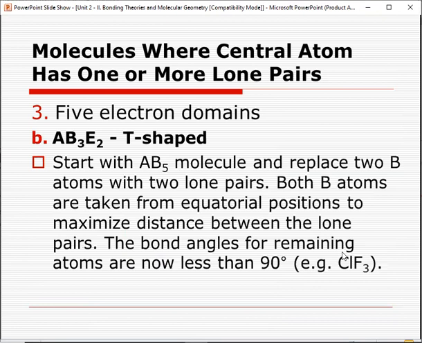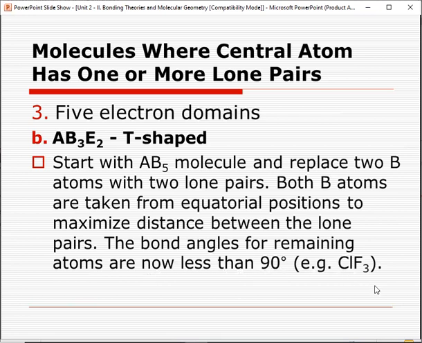Next is AB3E2, still 5 electron domains, but only 3 outer atoms and 2 lone pairs. So, ang tawag sa iyang geometry is T-shape. So, start with AB5, so trigonal bipyramidal, and replace 2 B atoms with 2 lone pairs. Both B atoms are taken from equatorial position to maximize distance between the lone pairs. The bond angles for remaining atoms are now less than 90 degrees.